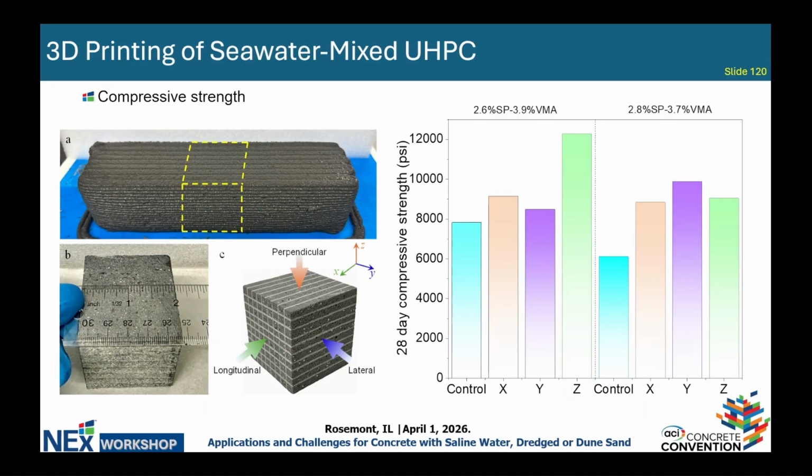Very quick, I know I'm reaching the time limit. So for strength, we test the strength of printed UHPC by printing a beam and cutting it into cubes, and we test the strength. Again, surprisingly, when we compare the mold-cast control group and the printed seawater UHPC, we get even higher strength from the printed one. That means the interfacial bonding issues from regular concrete printing are not a big problem for this seawater-based UHPC.